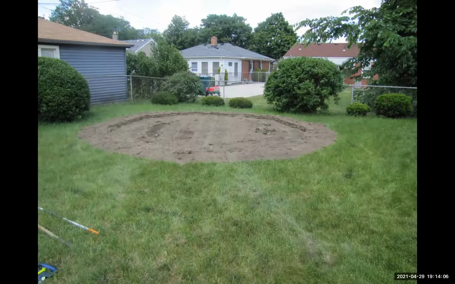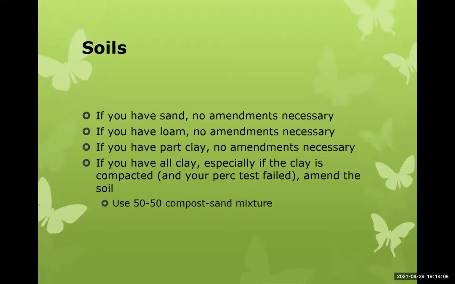So let's talk a little bit about soils. There are a lot of resources that talk about amending soils. I'm not particularly fond of amending soils in most instances, mostly because I'm lazy, and you don't have to.